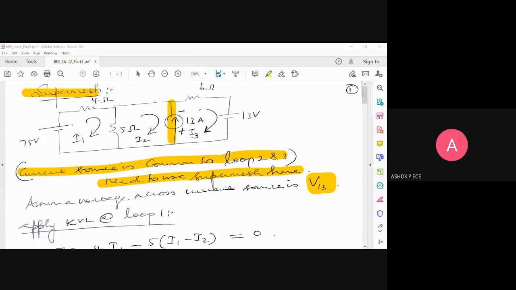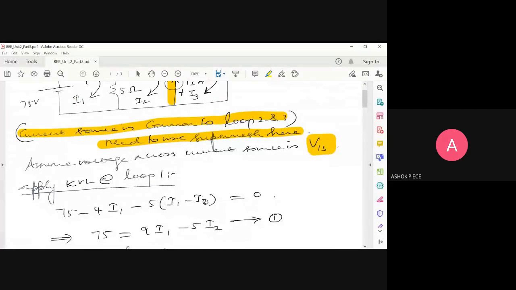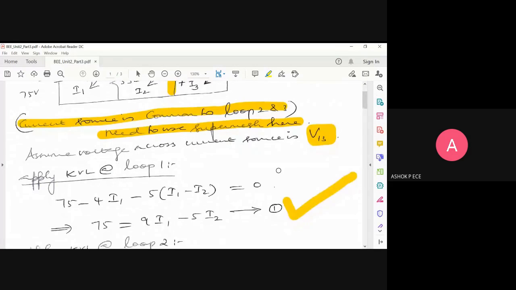Prasanna, you are there? Yes, sir. Can you say the KVL equation in loop 1? 75 minus 4I1, very good, minus 5 into (I1 minus I2) equal to 0. Very good. See here, 75 minus 4I1 minus 5 into (I1 minus I2) equal to 0. Simplify it. So you get 75 equal to 9I1 minus 5I2.